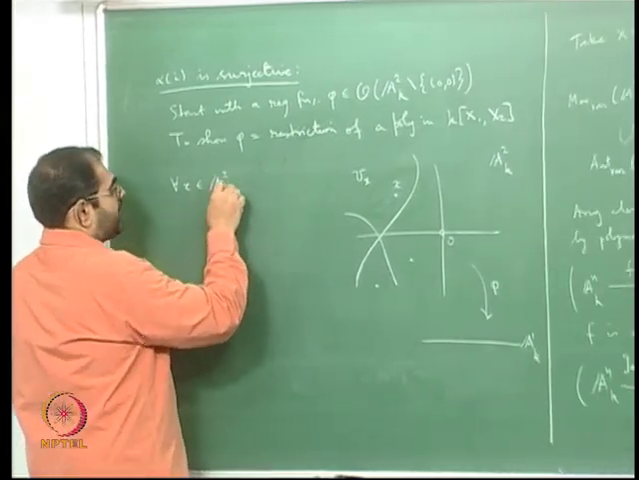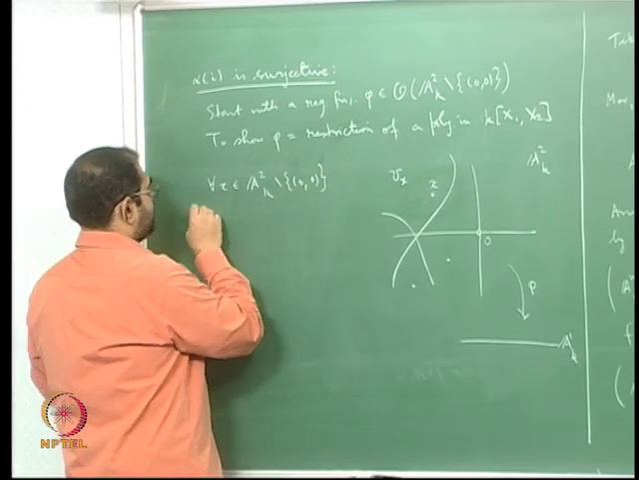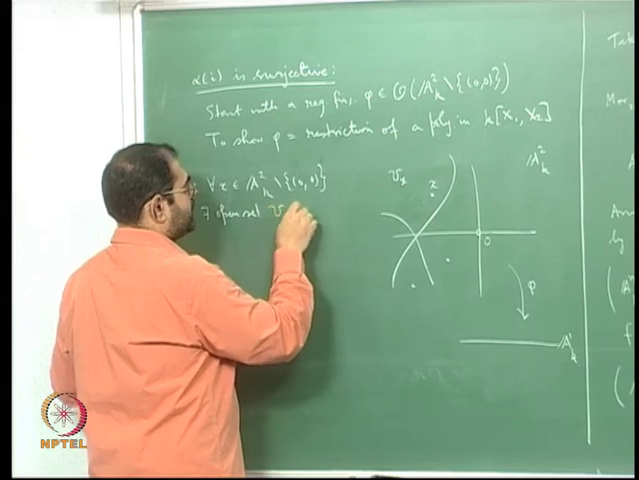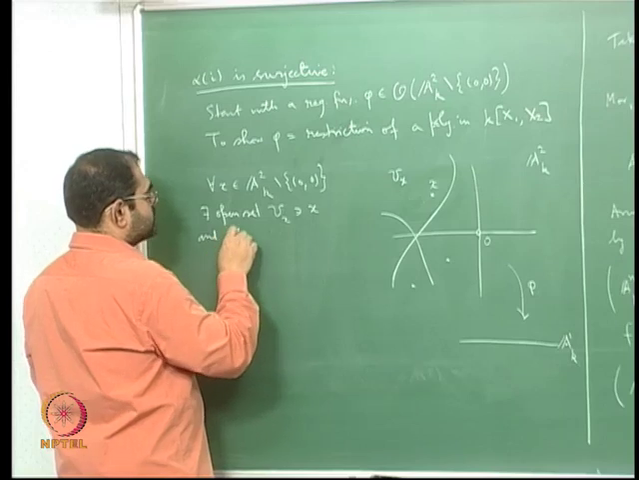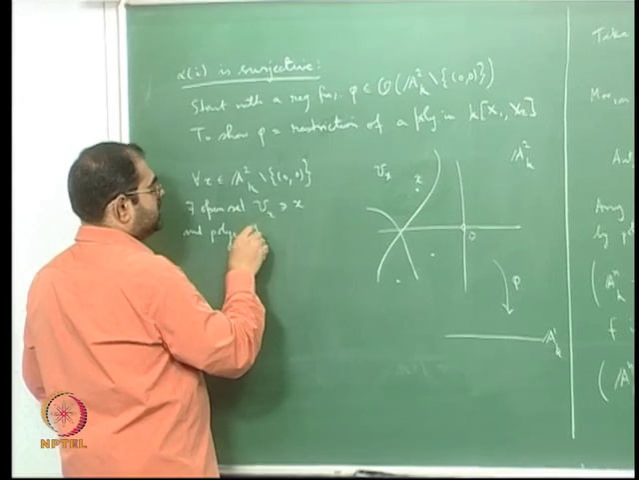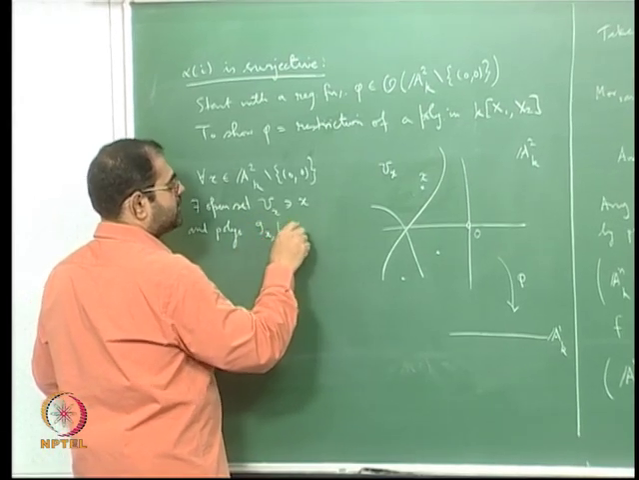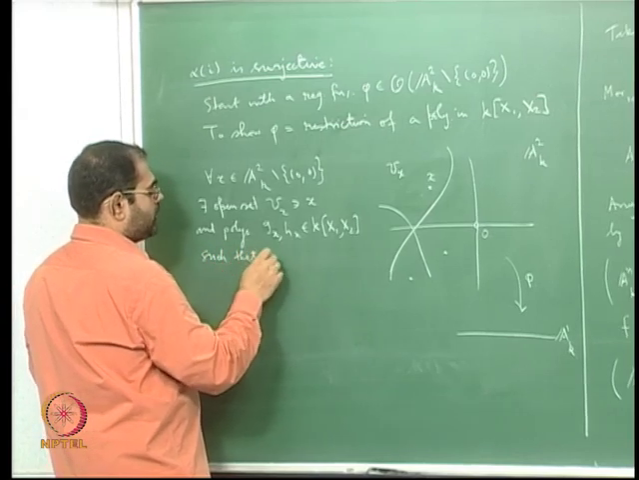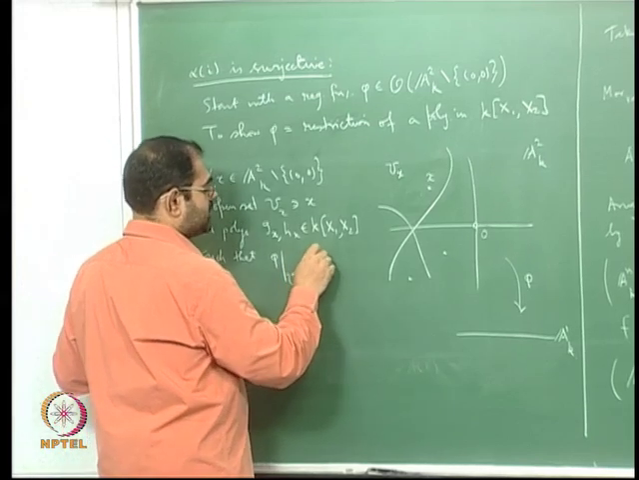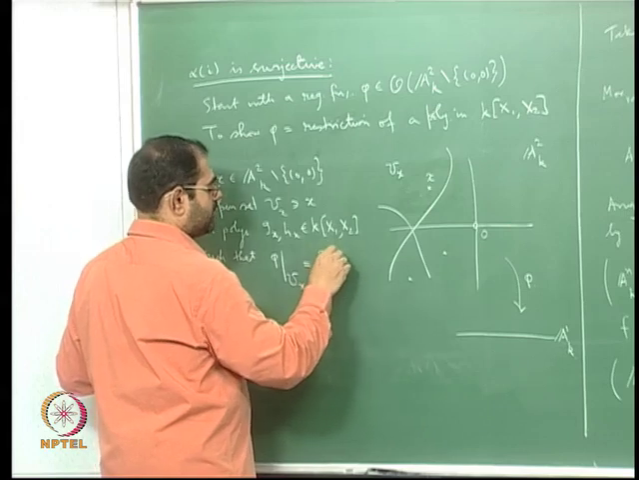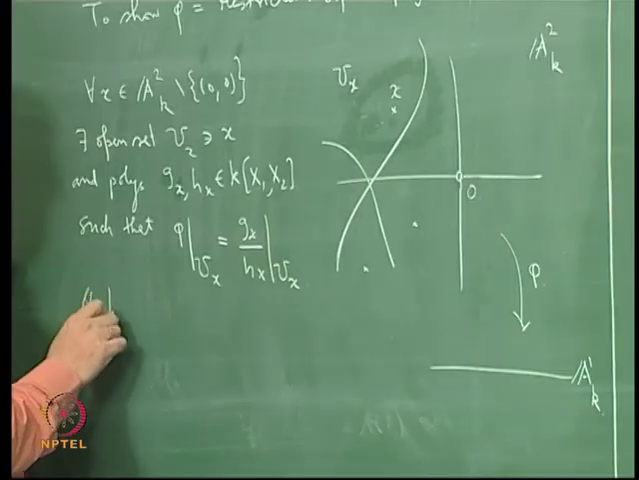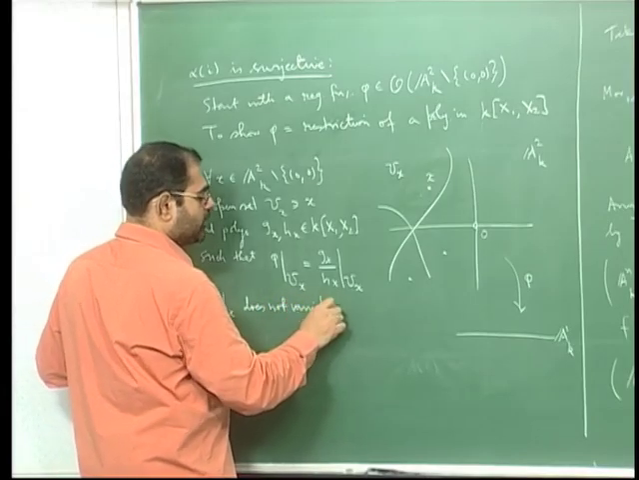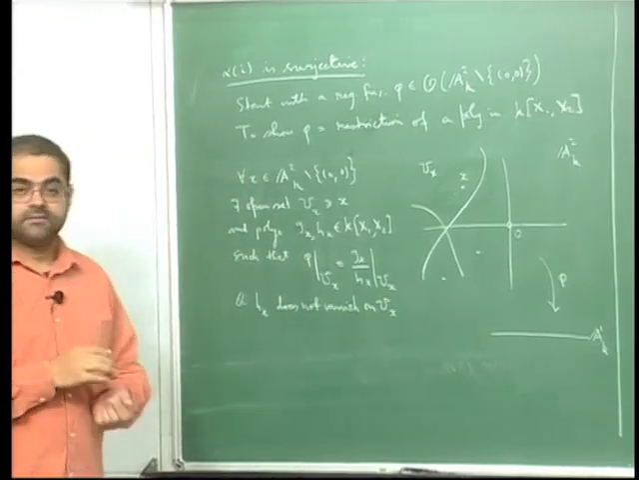So let me write that. There exists an open set, of course in the Zariski topology, Ux containing x, and polynomials Gx, Hx in k[x1, x2] such that phi restricted to Ux is the same as Gx by Hx restricted to Ux, and Hx does not vanish on Ux. This is the definition of what a regular function is.